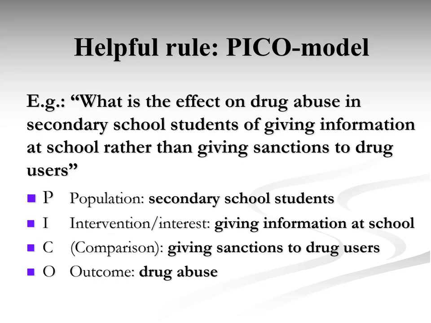To give an example, a good question could be, what is the effect on drug abuse in secondary school students of giving information at school rather than giving sanctions to drug users? So the population are students from secondary schools. The intervention is giving information at school. And you compare this intervention with another condition, more specifically giving sanctions to drug users. And to evaluate that intervention, you look at the outcome, drug abuse.